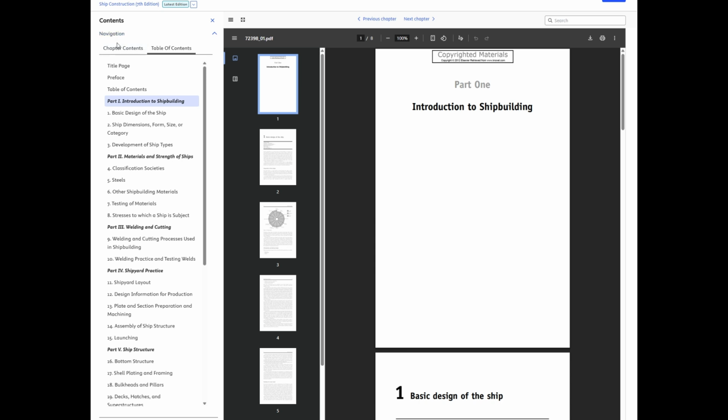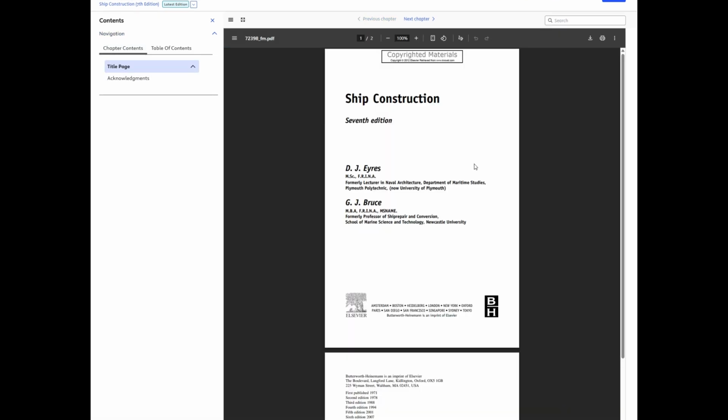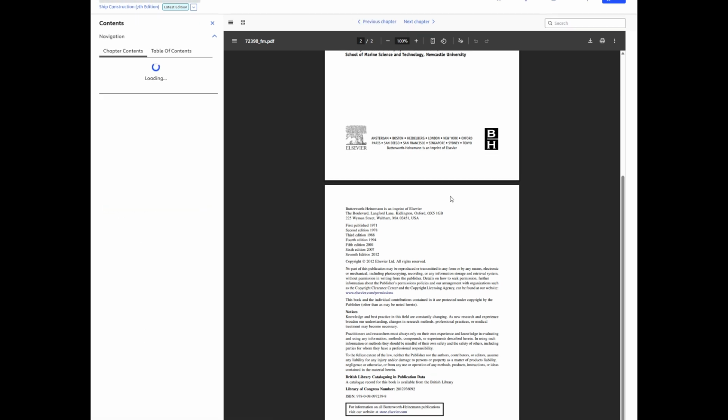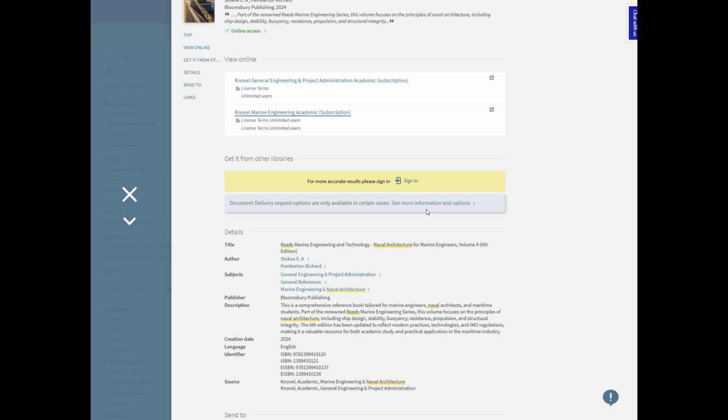Let's see, we can go to the title page. That book by D.G. Arias, Ship Construction. It's not Reads, it's this one, D.G. Arias. Lots of content, super nice, very helpful. So what the course itself did not provide, the school did provide an answer through the library. So okay, gotta give it that.